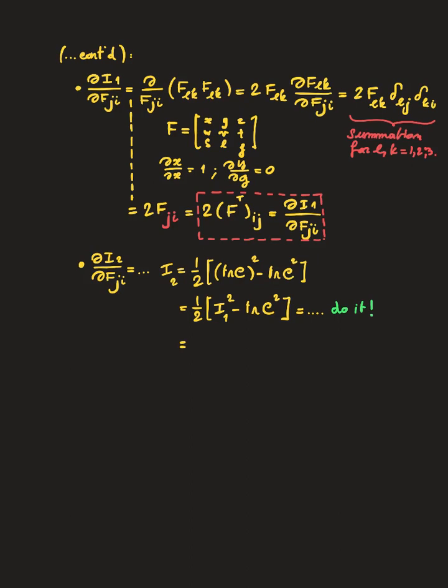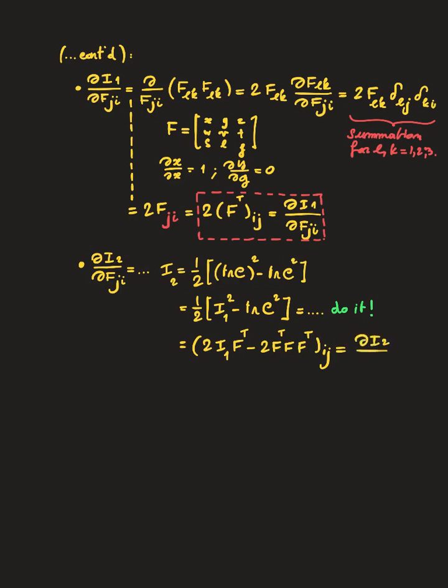What is this? Well, when we do this calculation, we actually obtain that this is equal to, and this is the thing I would like you to prove, the ij component of the following tensor: 2 I1, which is just a scalar, times F transpose, minus 2 F transpose F transpose, the ij component. So it's very similar to what I found previously.